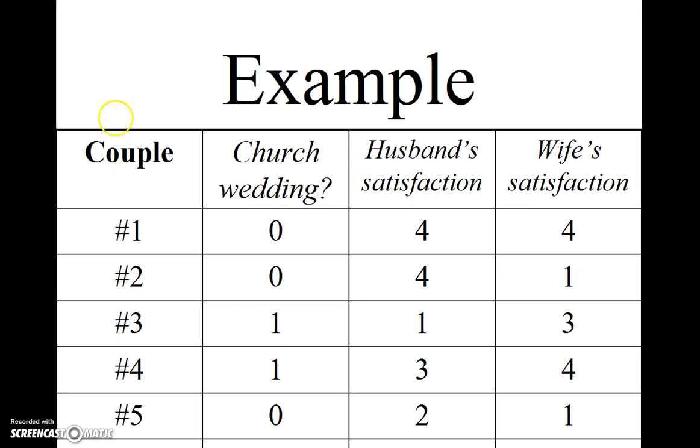The first variable, dummy coded, is did the couple have a church wedding? No, no, yes, yes, no. The second variable on a 1 to 5 scale is the husband's satisfaction with the marriage. The next variable that we see over here is the wife's satisfaction with that marriage.